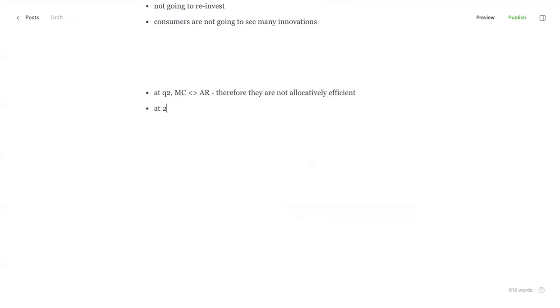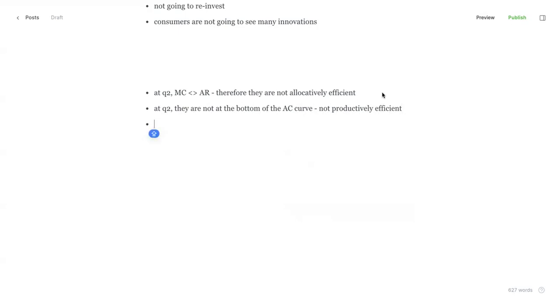Also at Q2, they are not at the bottom of the AC curve, which means they're not productively efficient, which means there might be some waste.